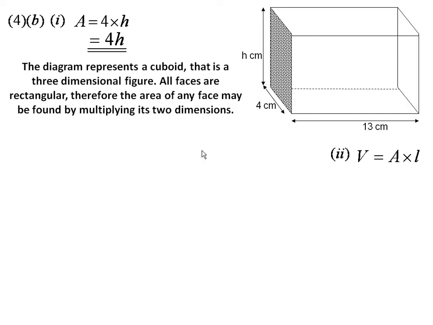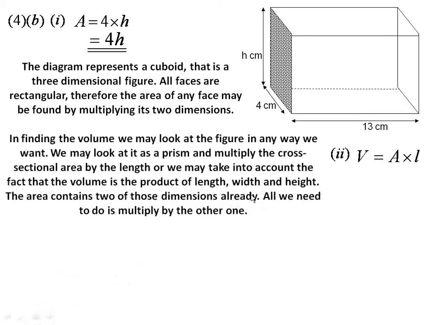Also, the volume is equal to, because it is a prism, the cross-sectional area times the length. So, in finding the volume, we may look at the figure in any way we want. We may look at it as a prism and multiply the cross-sectional area by the length, or we may take into account the fact that the volume is the product of length, width, and height. So, being a prism, or a rectangular prism as a matter of fact, or a cuboid, we may take advantage of the fact that we can say area times length, which is cross-sectional area times length, or we may say the volume is equal to length times width times height.